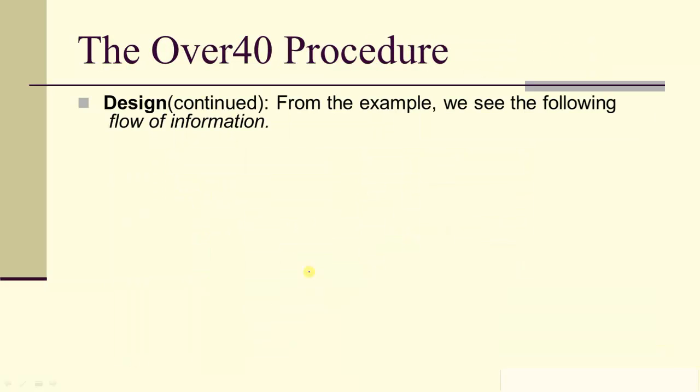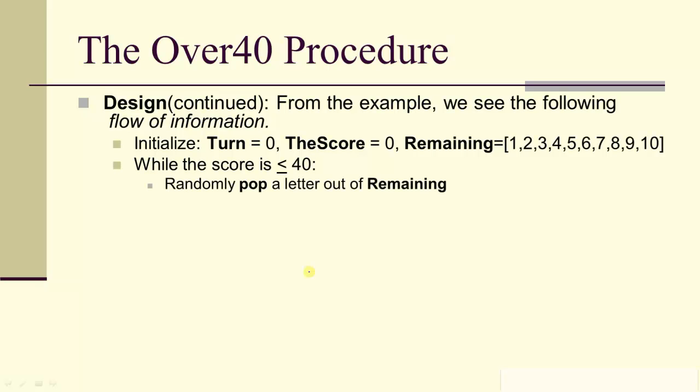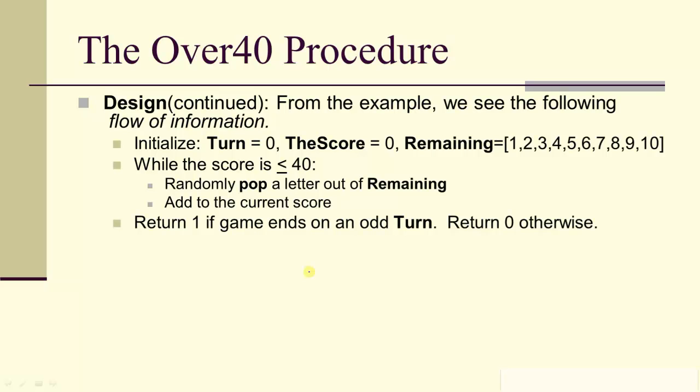Going back to our design, we see from this loop table example a flow of information. We start out with the initialized variables, 0 for the turn, 0 score, and all 10 numbers remaining. Now, while the score is less than or equal to 40, we want to keep playing the game. We randomly pop a number out of what's remaining, add to the current score. Once we have gotten past 40, then we're going to see if we have an odd turn or an even turn. If it's odd, we're going to return 1 and say that player A was the winner, 0 otherwise.